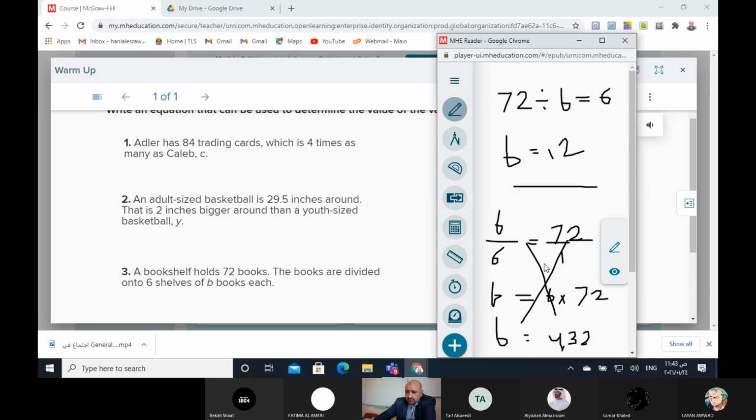So I have 72 books and I want to divide them onto 6 shelves. How many can I put on each shelf? About 12. How do we know? Take the whole number, 72, divide by the number of books inside each shelf, b, equal the 6 shelves. So 72 divided by b equal 6, and b is 12. Okay, Lamar? Mister, I didn't understand. Can you repeat?